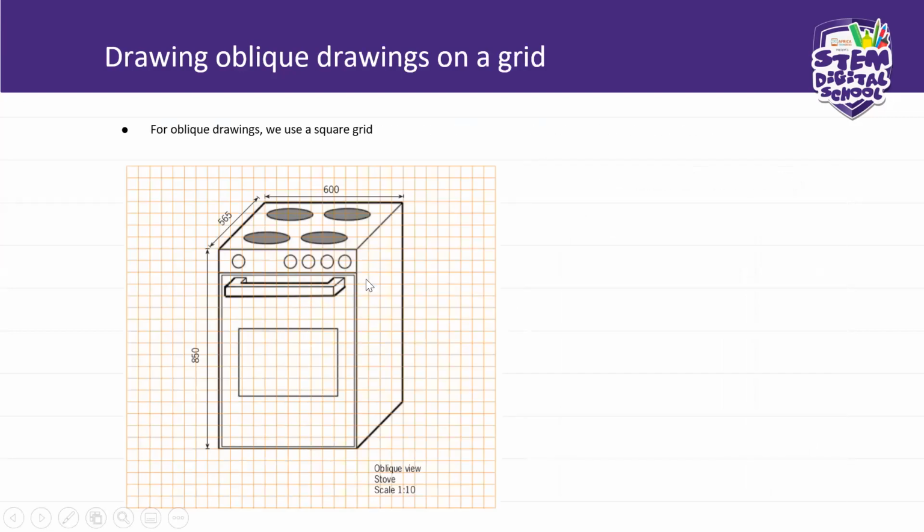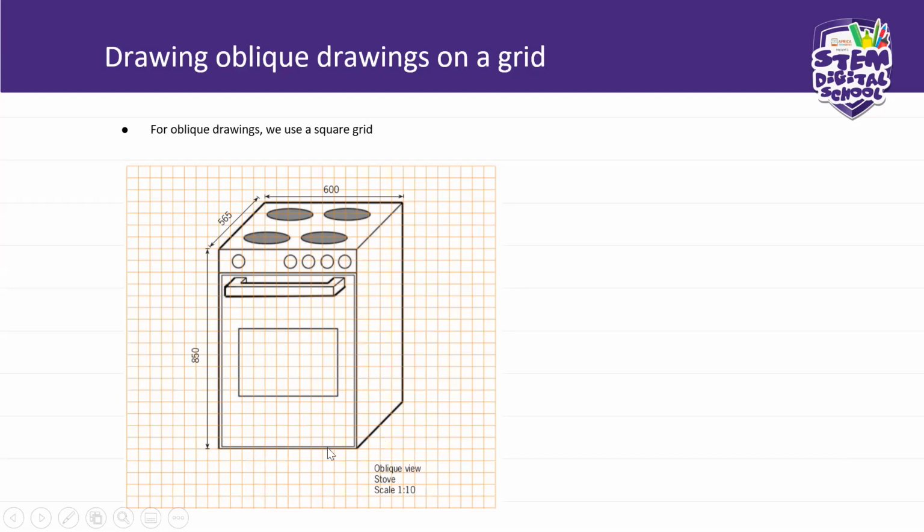Now we use the square grid. Yesterday I taught you scaling. The scale here is 1:10. What does this scale mean? It means 1 centimeter on the drawing represents 10 centimeters on the real object. So this is the drawing.